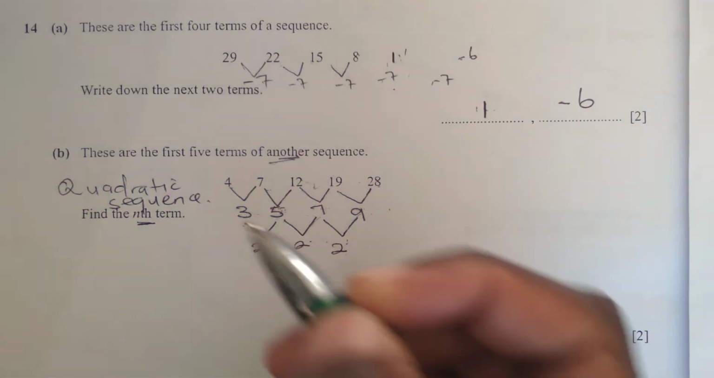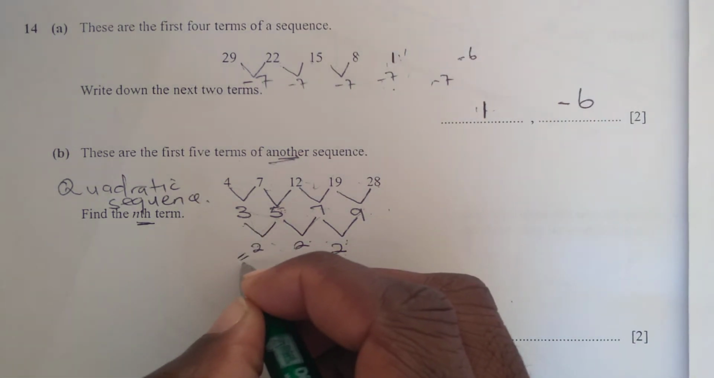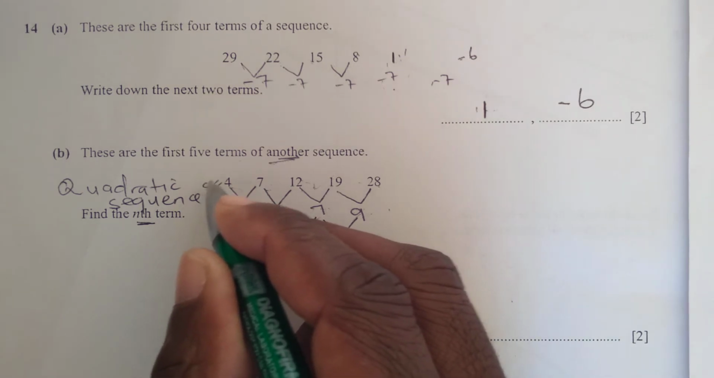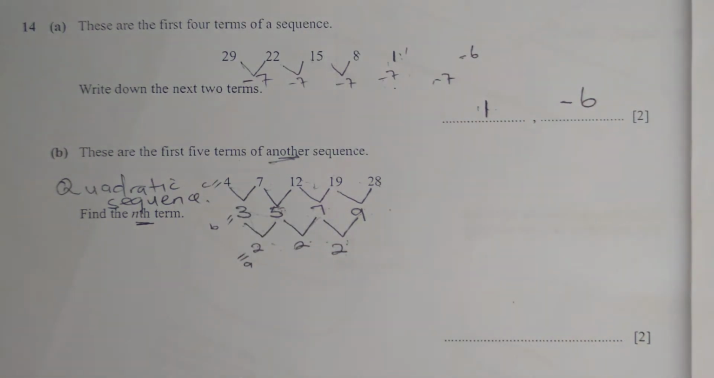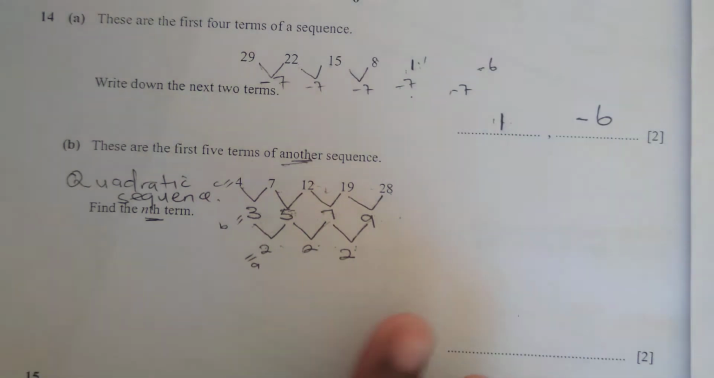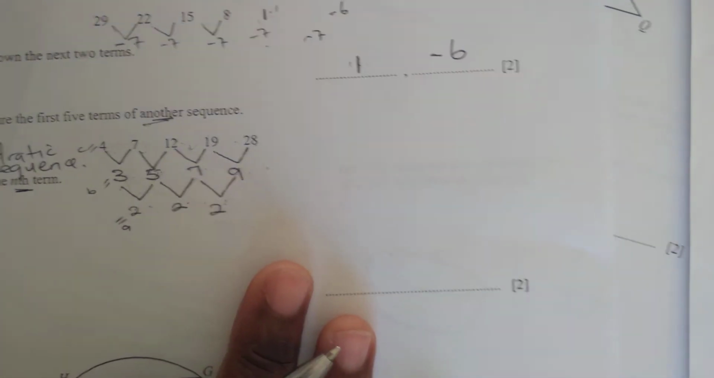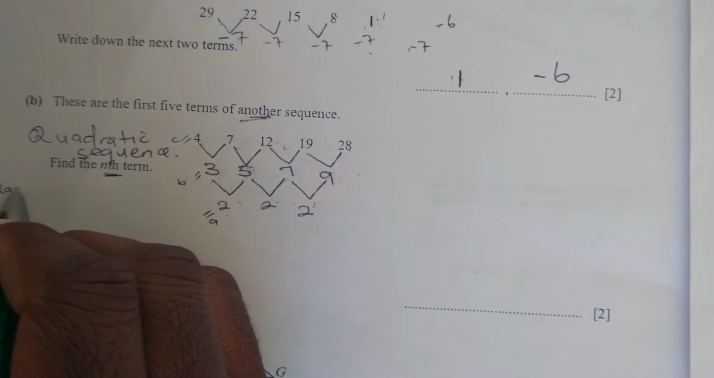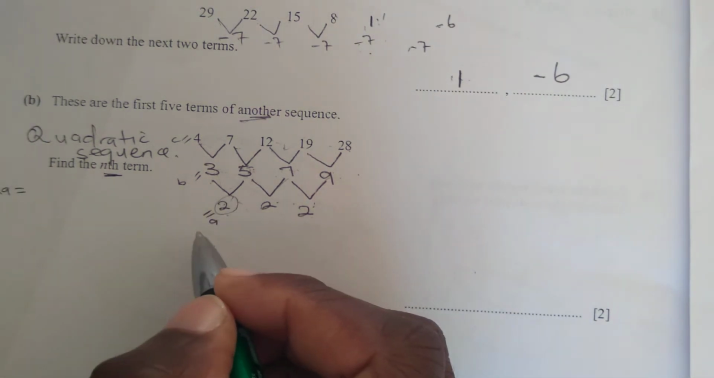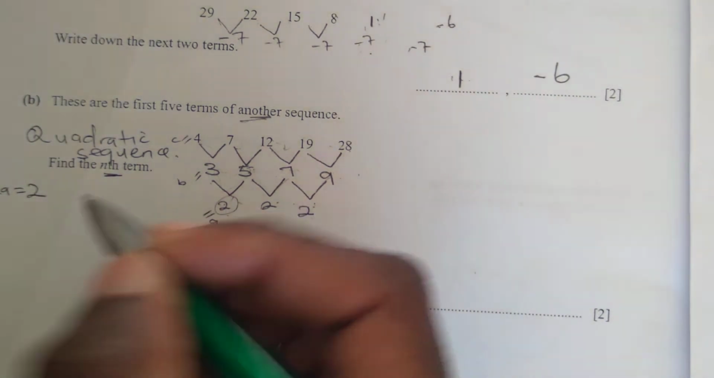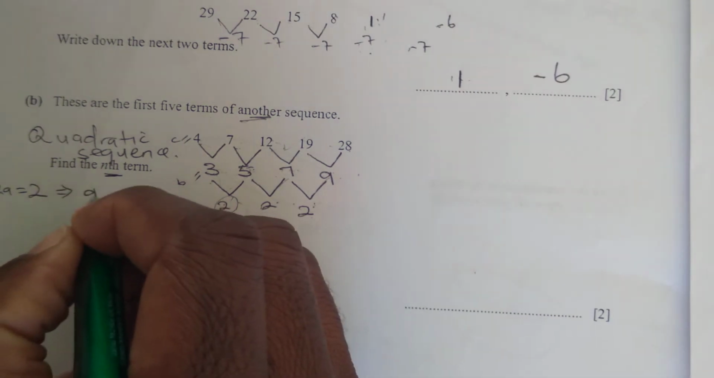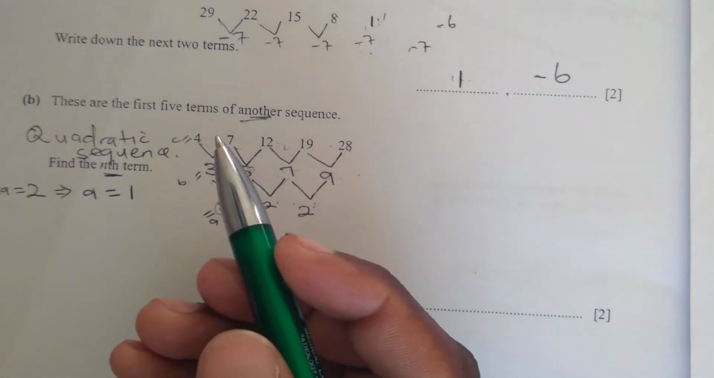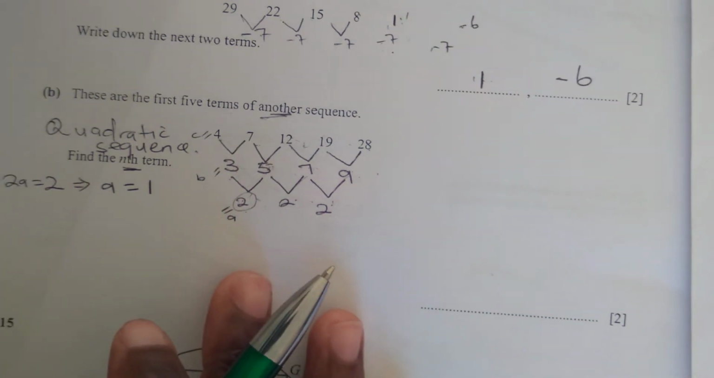So for a quadratic sequence, I'm going to use this to find my A, this to find B, and this to find C. I'll show you how in a minute. So this one is 2A equals this number there, 2, which implies that my A is 1, because if 2A is 2, you divide both sides by 2, you get yourself a 1.